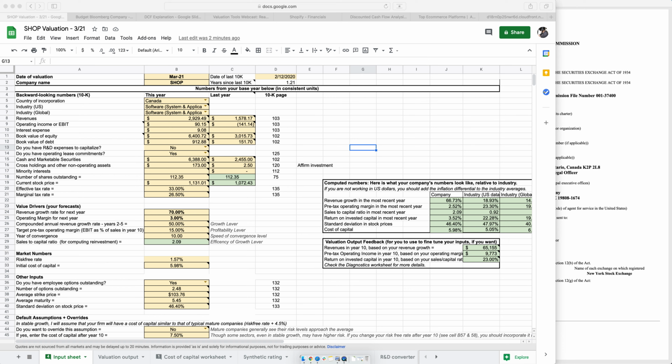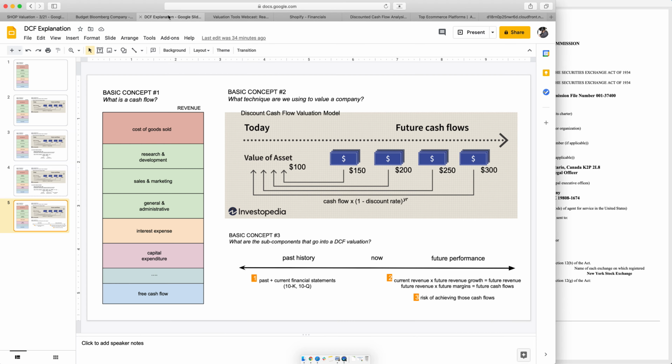Hi folks! So we just covered our first section where we talked a bunch about different types of valuation methods really briefly, and we talked about this general idea of how we're actually going to try and value a company using the discounted cash flow model.